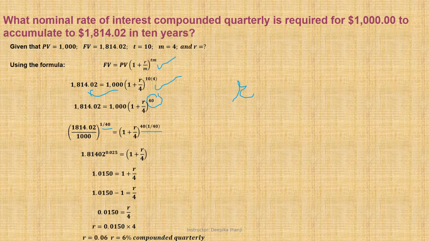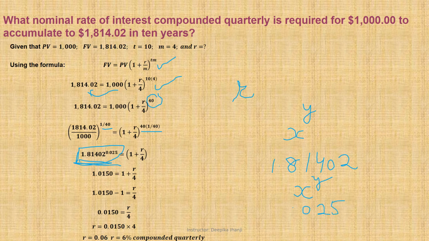Okay, so we'll solve this equation using calculator. You can use x raised to power y feature for the exponent. So to solve this, you input 1.81402 in your calculator, then x raised to power y feature, and then input 0.025. So you'll get 1.0150.